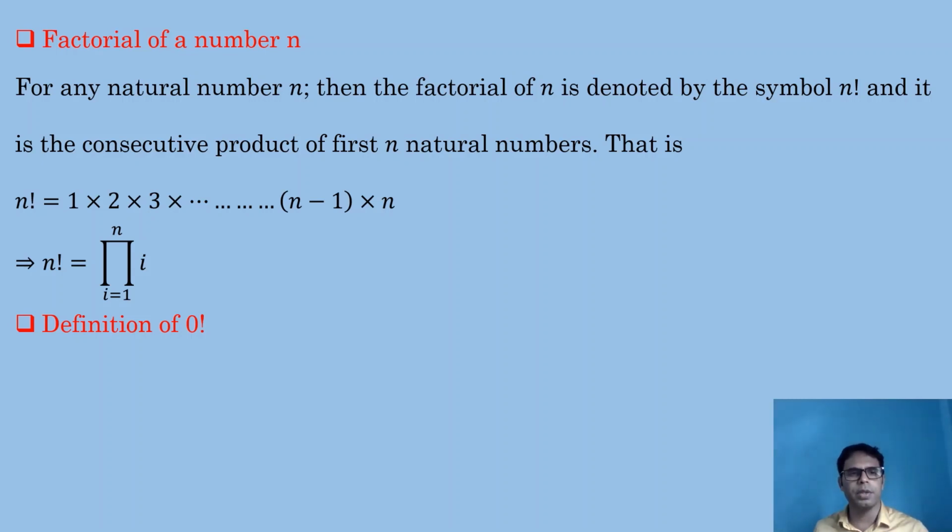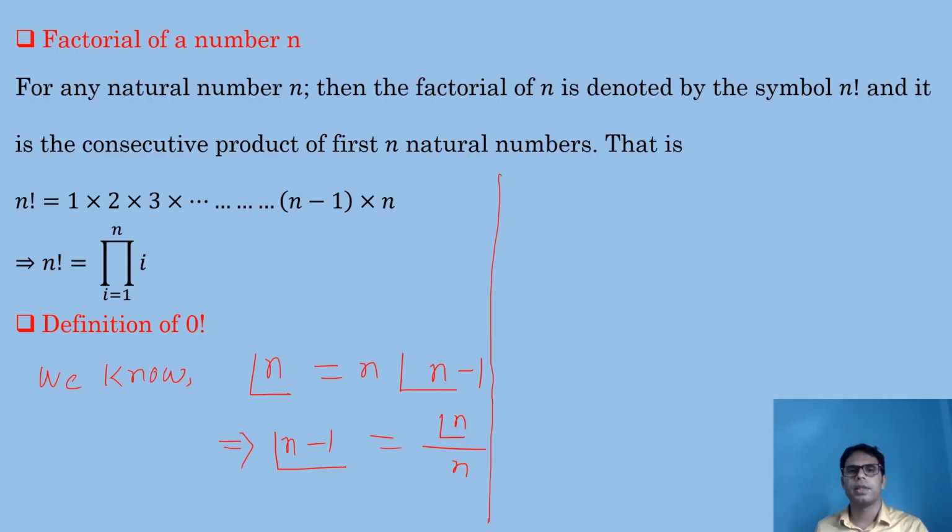So definition of factorial 0 tells us, so you write the notes here, you write like this: we know factorial of n is equal to n into factorial of n minus 1. This is your property, and from this line you can write factorial of n minus 1 is equal to factorial of n divided by n. And already from the definition of factorial, we know n is a natural number, so we can use the value for n is equal to 1 or 2 or 3 and so on. Any value we can use because n is a natural number.